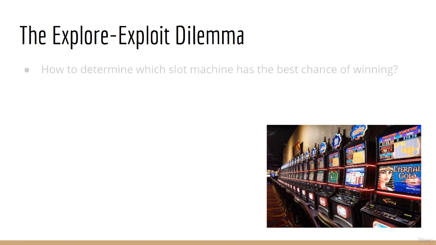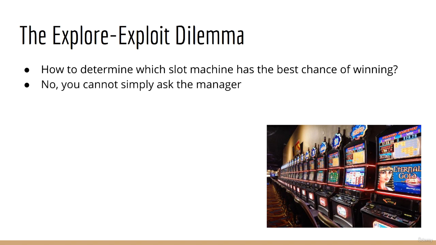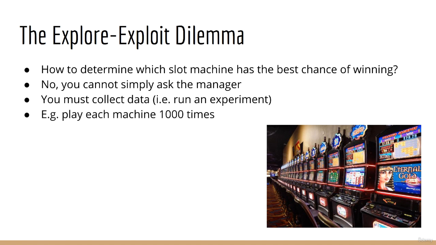Okay, so how can you figure out which slot machine will give you the best chance of winning? Well, you cannot ask the manager of the casino because he wants to make money. He will not share that information with you. So what do you do? Your only method of figuring out which slot machine is best is to collect some data. So let's say you play each slot machine 1,000 times. The win rate of the slot machine is simply equal to the number of times you won divided by the total number of times you played.